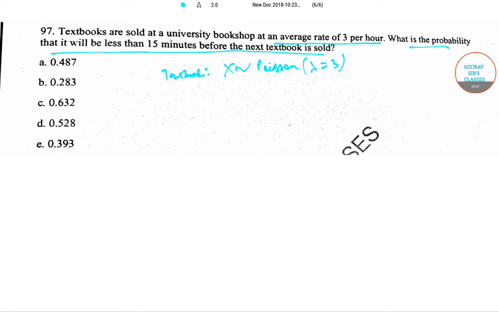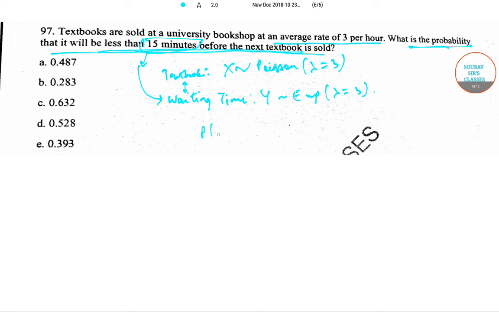Now, the probability that it will be less than 15 minutes before the next textbook is sold. Now, we could consider this 15 minutes to be the waiting time y, and if we know that a variable x follows Poisson distribution, then the waiting time for that follows exponential distribution with the same parameter, that is lambda is equal to 3.